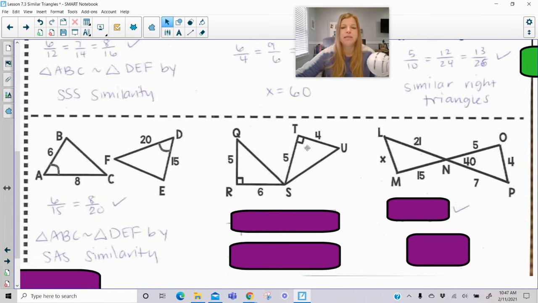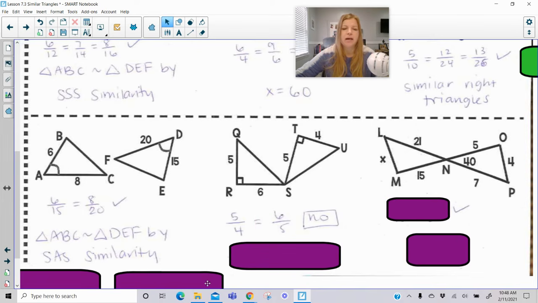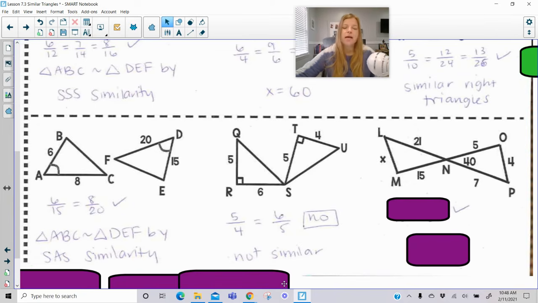Here, if I set up that same ratio, the smallest side of one triangle goes with the smallest side of the other triangle, 4. So 5 over 4 set equal to 6 over 5. Those are definitely not going to be the same. 5 over 4 is 1.25. 6 over 5 is 1.2. And so this would tell me these are actually not similar.